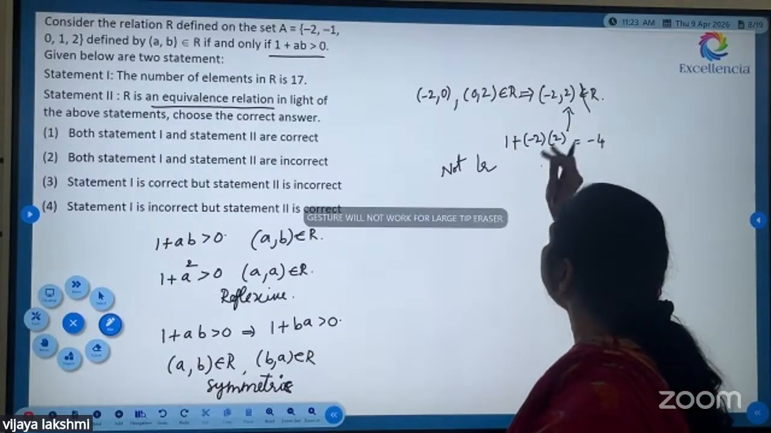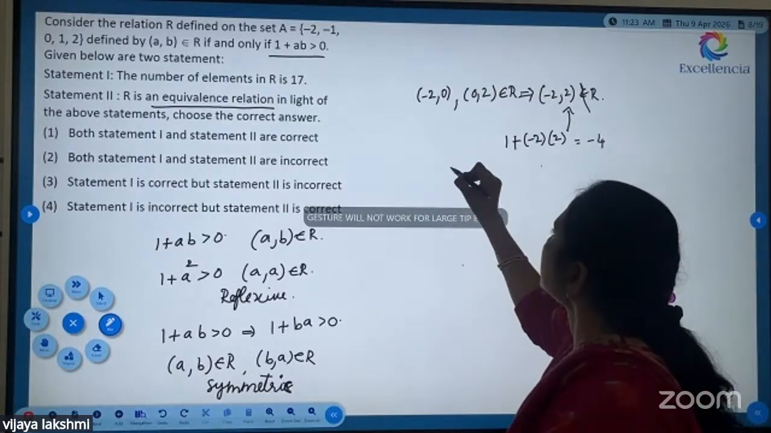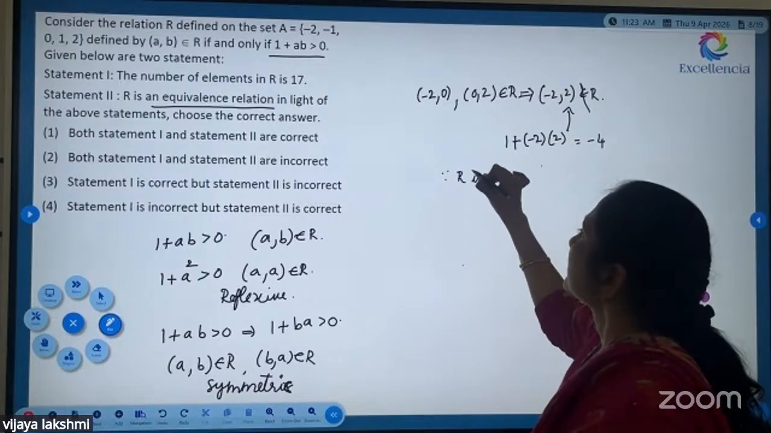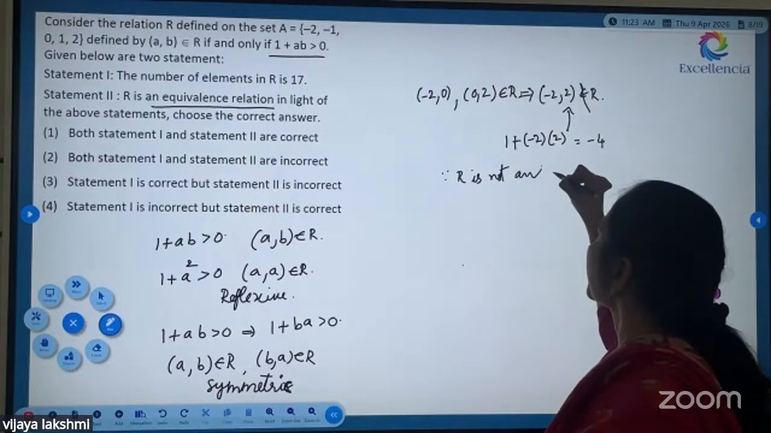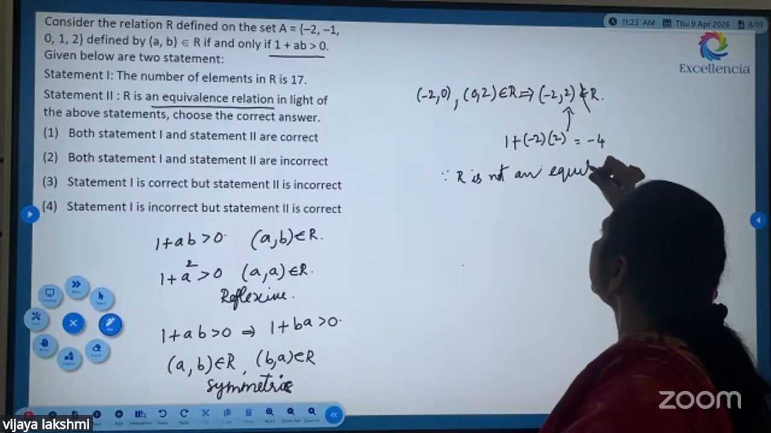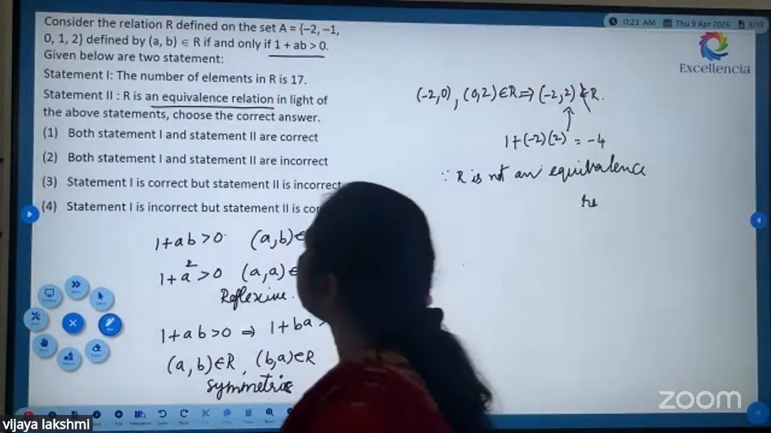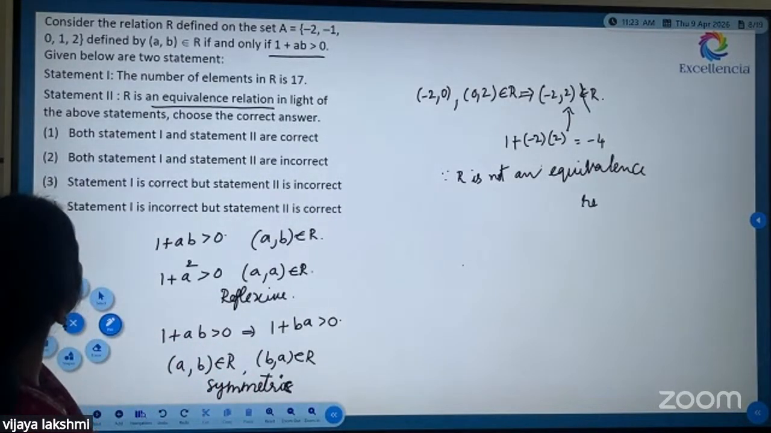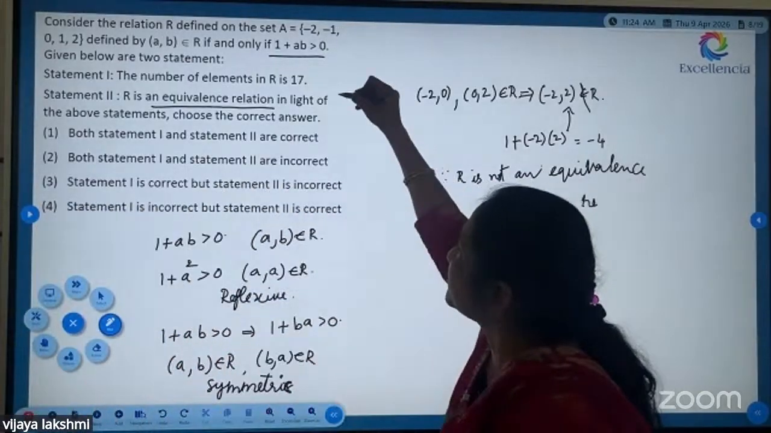Not transitive means, therefore, it is not an equivalence relation. Okay. Statement 2 is wrong. Which one is having statement 2 incorrect? That is okay. Next we consider the first one.